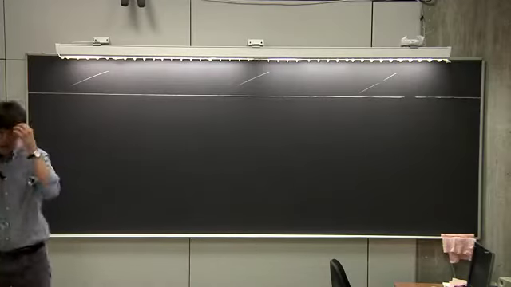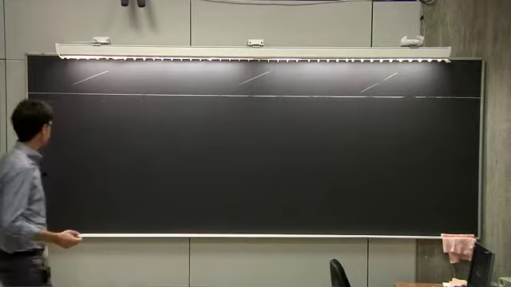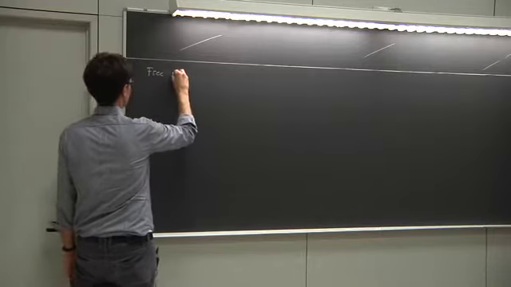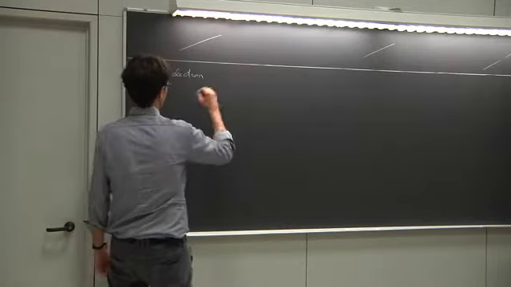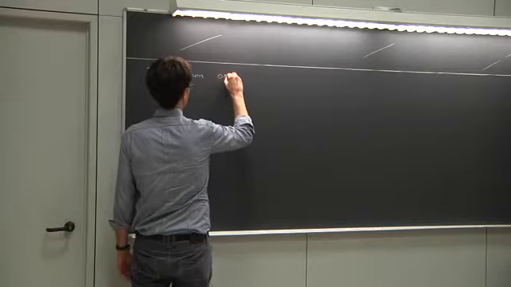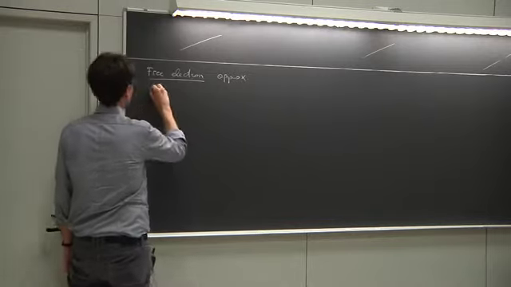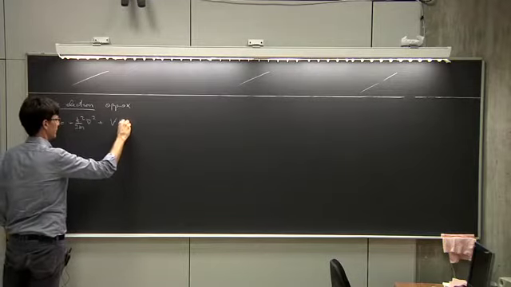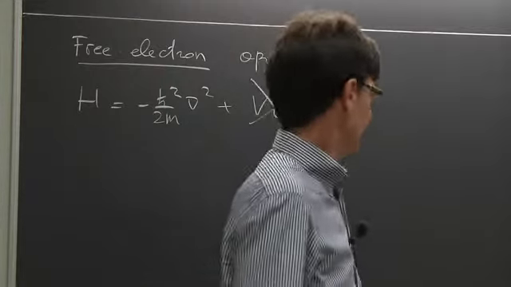So we wanted to continue the discussion about the free electron model in solids. Let me summarize. We are talking about the free electron approximation. It's clearly an approximation, where essentially we are neglecting the potential, so we're only left with the kinetic part of the Hamiltonian.